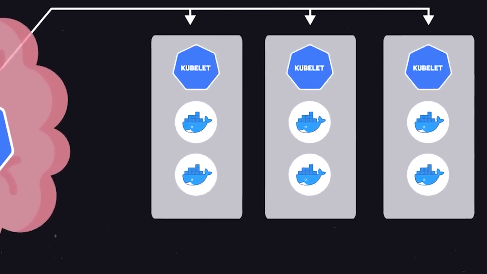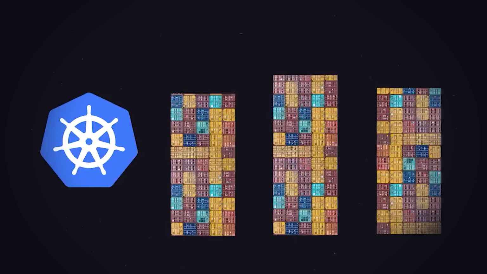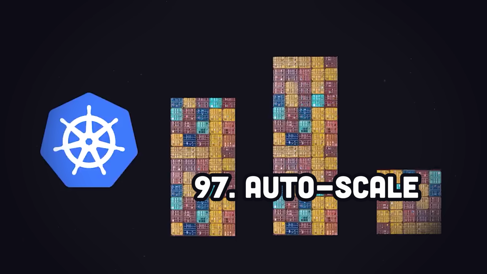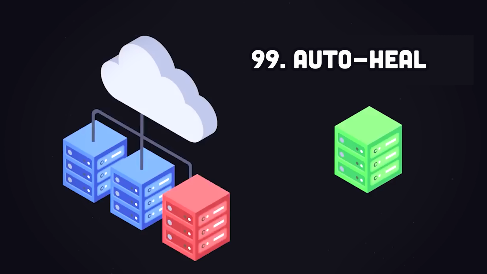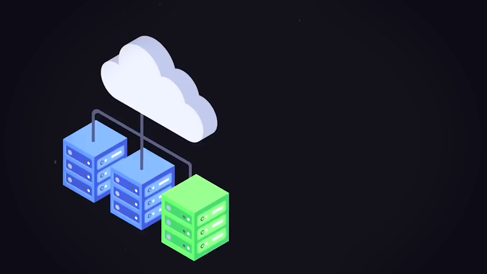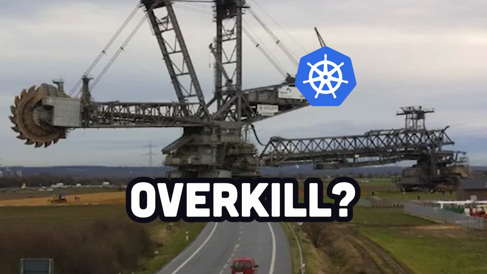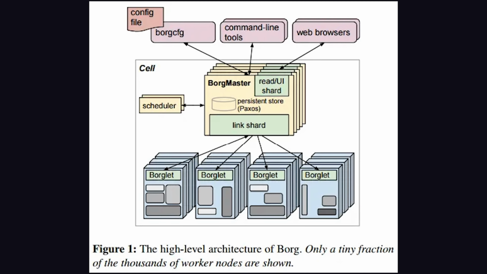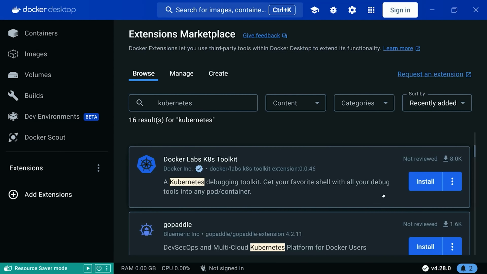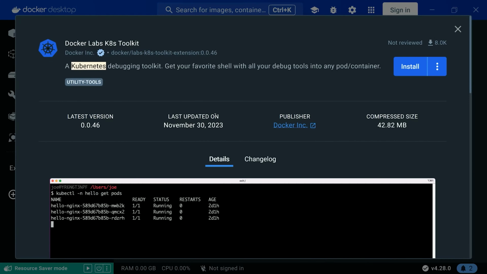What makes Kubernetes so effective is that you can describe the desired state of the system, and it will automatically scale up or scale down, while also providing fault tolerance to automatically heal if one of your servers goes down. It gets pretty complicated, but the good news is that you probably don't need Kubernetes. It was developed at Google based on its Borg system, and is really only necessary for highly complex, high-traffic systems. If that sounds like you though, you can also use extensions on Docker Desktop to debug your pods.